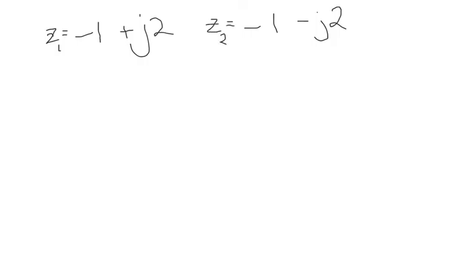Following on from our solution to the quadratic equation, we had two solutions, -1 plus j2 and -1 subtract j2. The real part in each of these is -1, and the imaginary part in each of these is either j2 or -j2. Often, complex numbers can be represented with z. We can call solution 1 z1 and solution 2 z2. These two roots can be drawn on the complex plane.